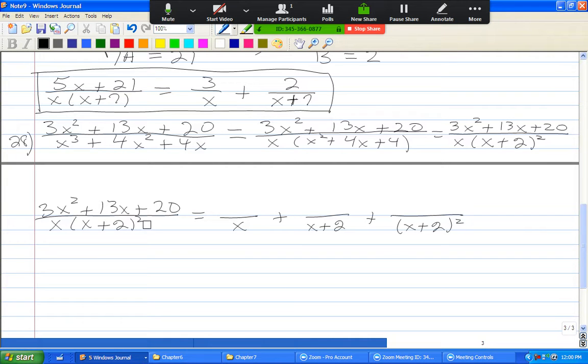But if it happens to have a power, I have to write all the powers down. And so now the numerator will have degrees less than the denominators. So I call this A, B, and C. I'm saying that the degree of the numerator is less than this guy, which has a degree of 1. So each of these are just going to be constant terms.